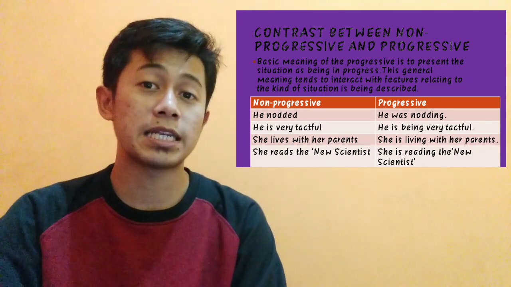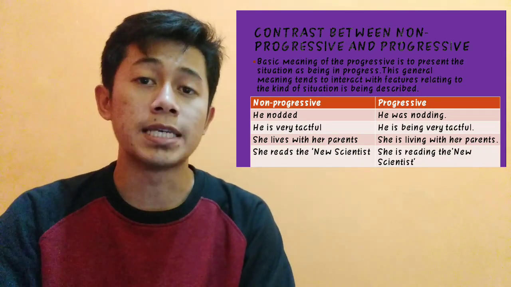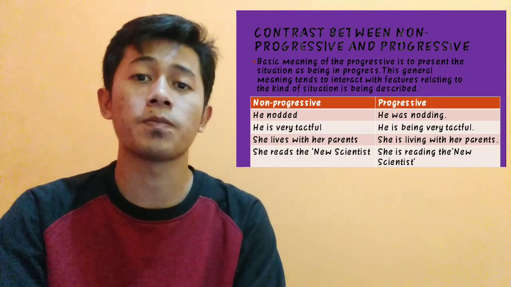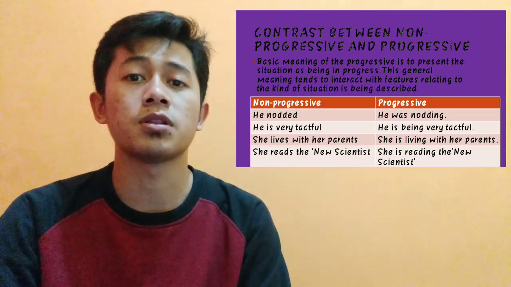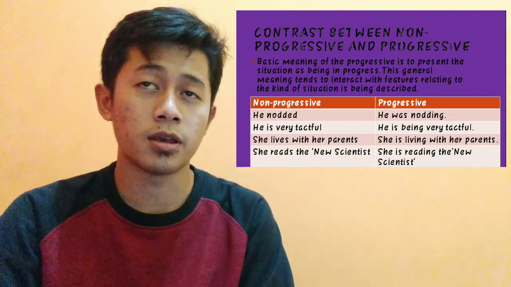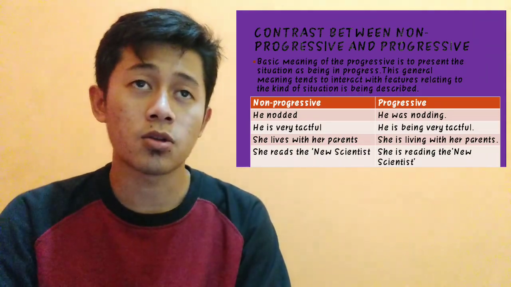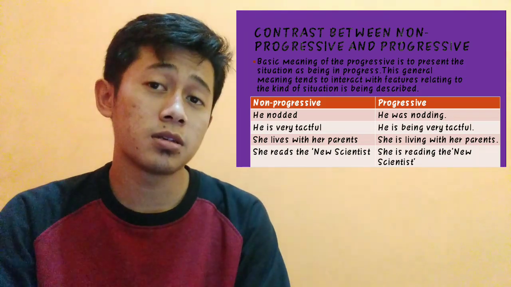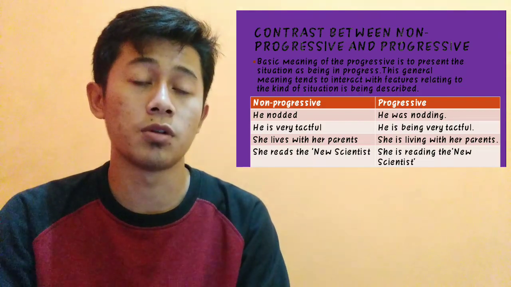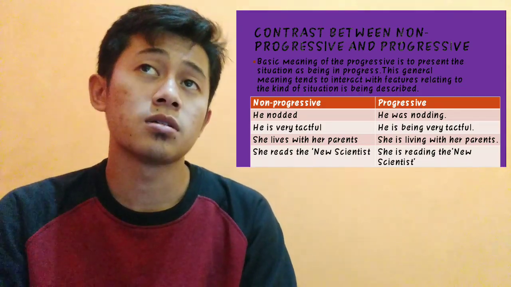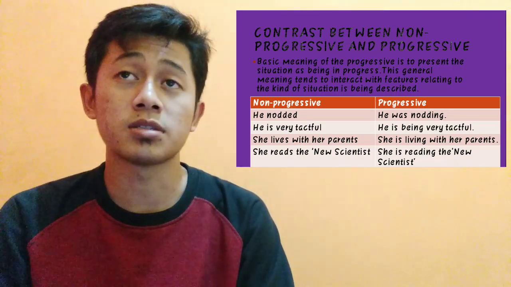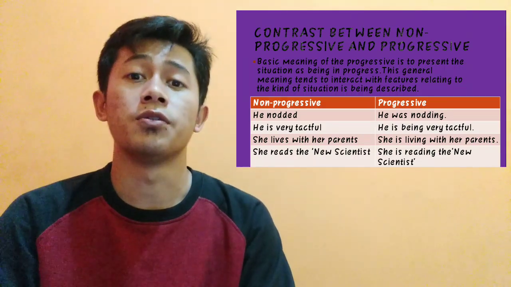Okay. The second example is the non-progressive, he is very tactful, and the progressive, he is being very tactful. From the non-progressive example, he is very tactful describes the character. This sentence is static, nothing in progress, okay? But in the progressive example, he is being very tactful. It means it is behavior rather than character. The other meaning is he is behaving very tactfully.